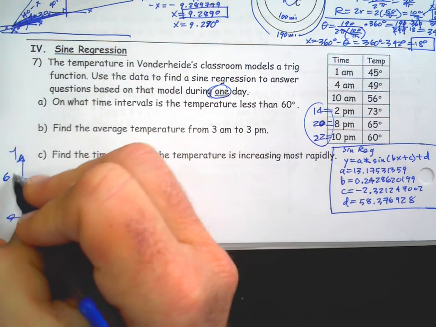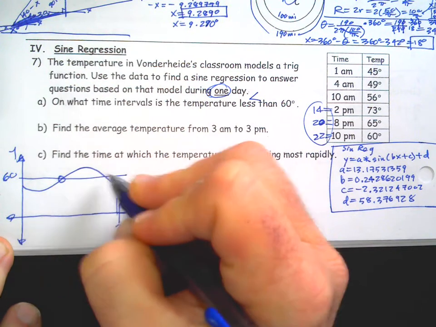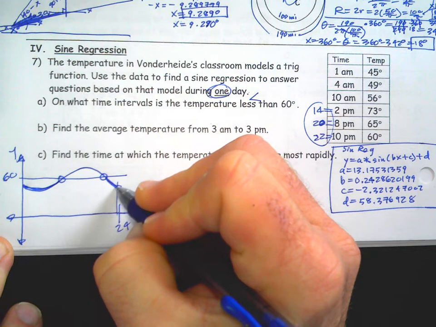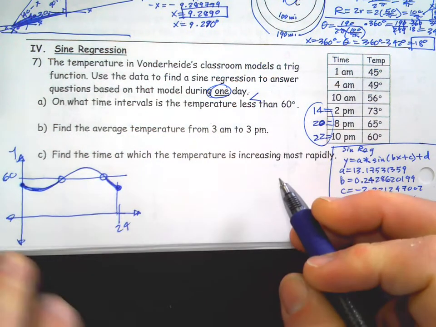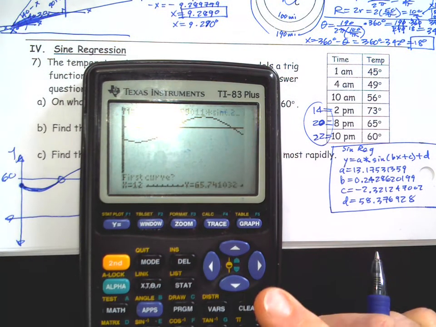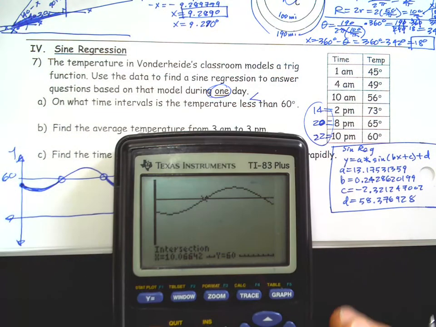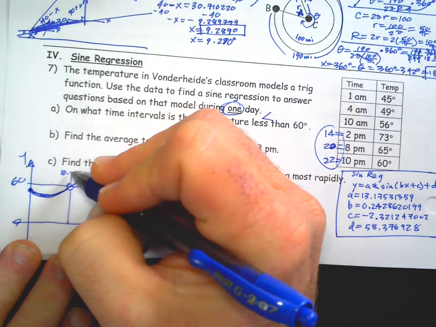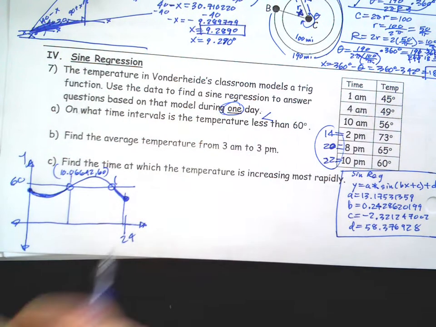So that's 60. So it says less than 60. So those are open dots. Okay. But on the ends, that's like a solid dot because we're including the edges and they are definitely below 60. So we got to find those two intersection points. Second, calculate, number 5, intersect. First curve, second curve. Guess. There it is. Write it down. 10.06642, comma 60. And we'll do it again.